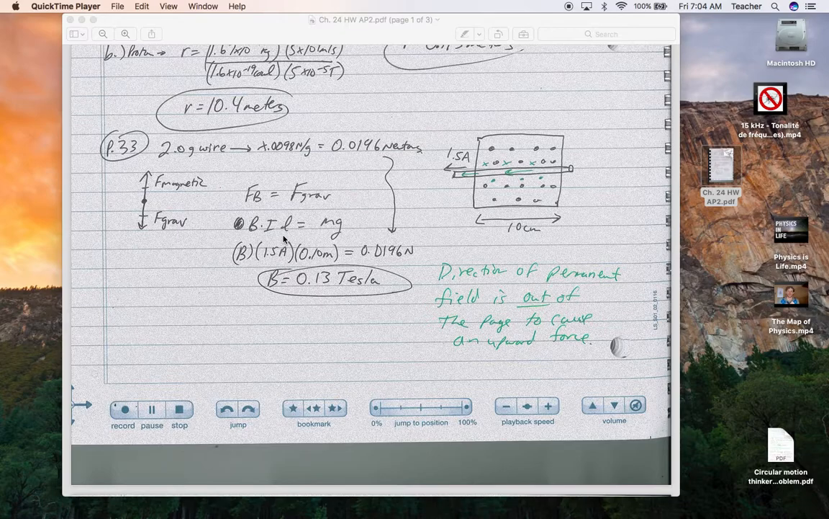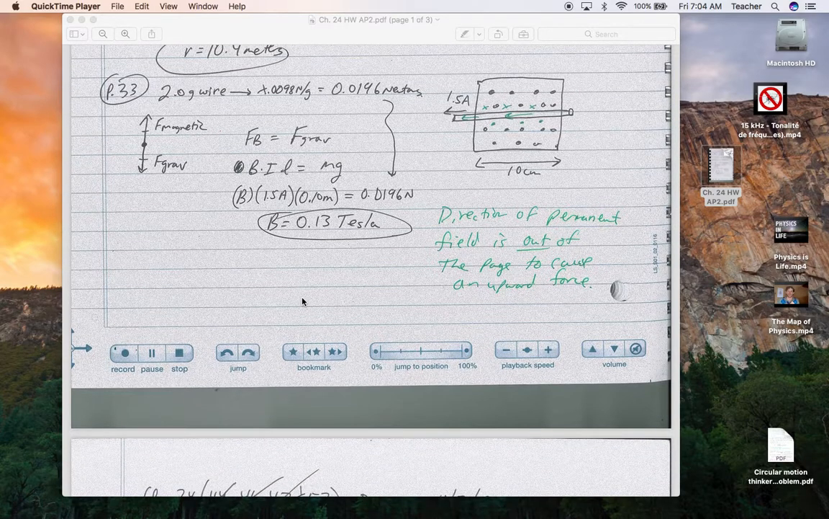So that's the formula for the magnetic force in a wire. That's the force for gravity. I know this from the mass of the wire. I can figure out these things, except for the field strength, from the other information in the problem. So the field strength has to be 0.13 Tesla. And the direction of the permanent magnetic field is out of the page to cause an upward force for a leftward moving current. And you could either use the flat hand rule or the curvy hand, right hand rule to figure that out.